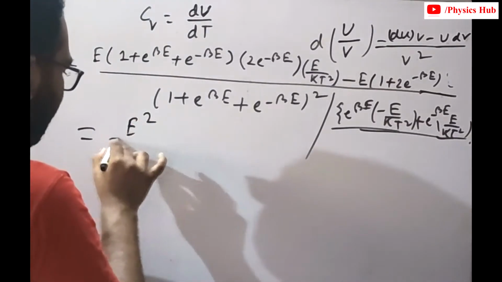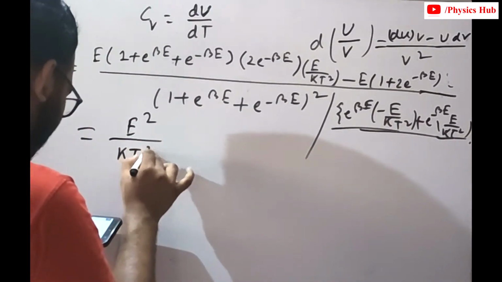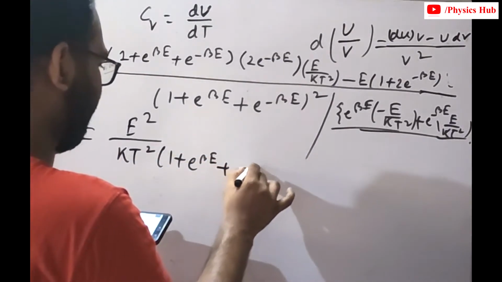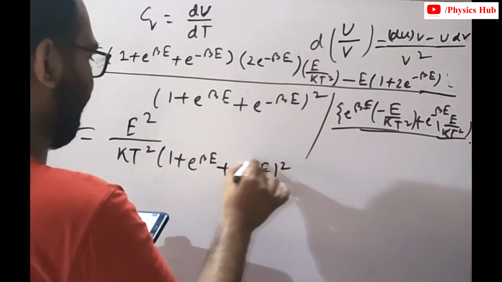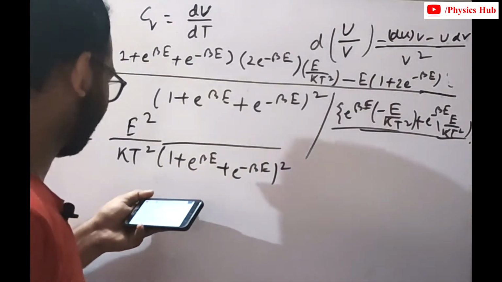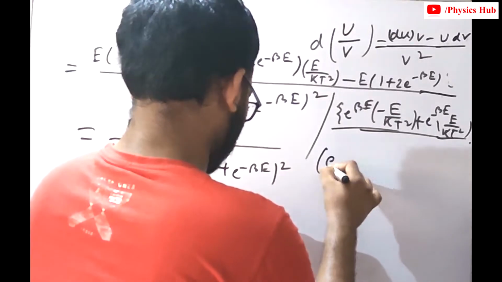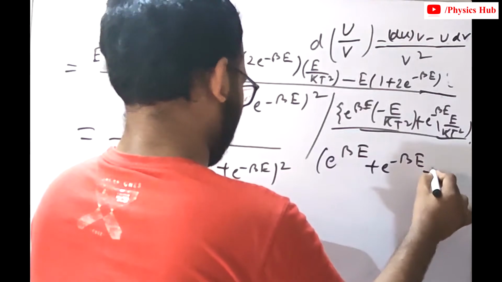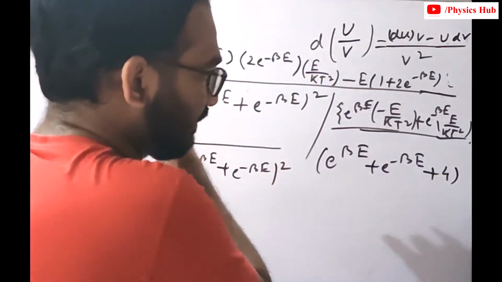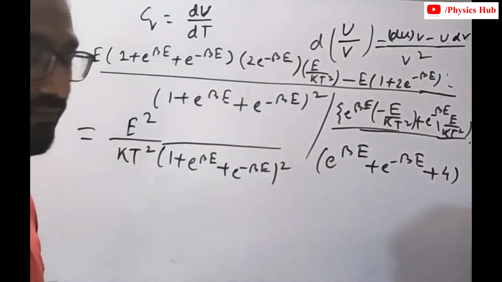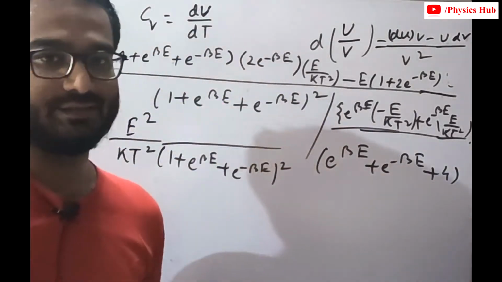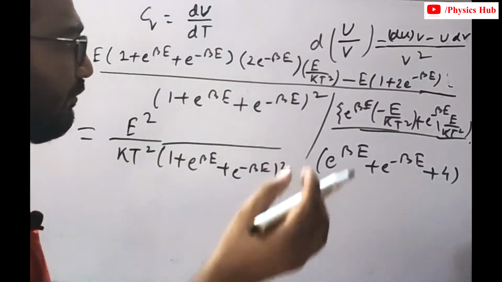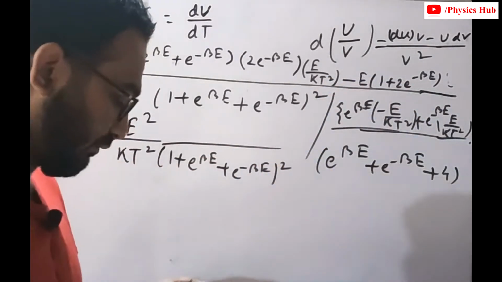I am writing E square by kT square into (1 plus e to the power beta E plus e to the power minus beta E) whole square, and you will get e to the power beta E plus e to the power minus beta E plus 4. Please check the calculation, you will just make some simplification. I have written down the first line so that you can easily come to this line directly. Okay, after doing a little calculation here, you can do it.